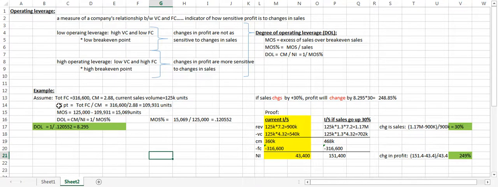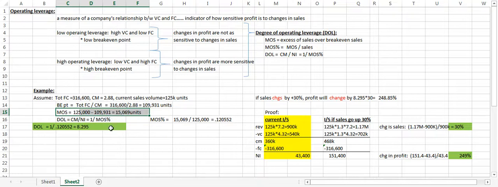Their break-even point from the general break-even function gives us 316,000 divided by 2.88, or 109,931 units. So to break even, they need to sell roughly 110,000 units. Currently, they're selling 125,000, so their margin of safety is the excess, or 15,000 units roughly. I can compute the degree of operating leverage using this information.